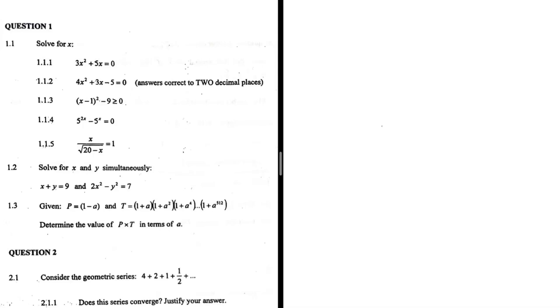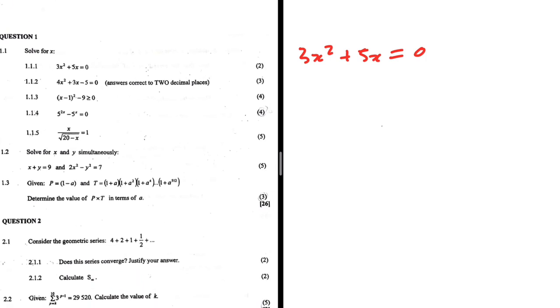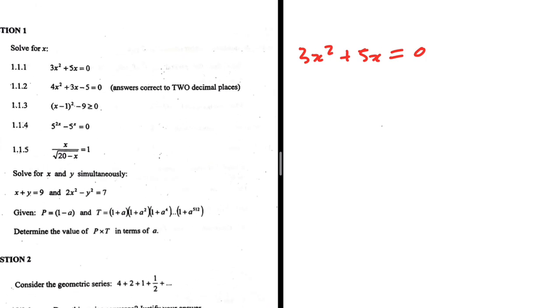Let's take a look. The first question, 1.1.1, we have 3x squared plus 5x equals 0. We need to solve for x for 2 marks. It's quite obvious what we need to do in this question. We need to take x as a common factor. If we do that, we're going to have x multiplied by 3x plus 5 equals 0.